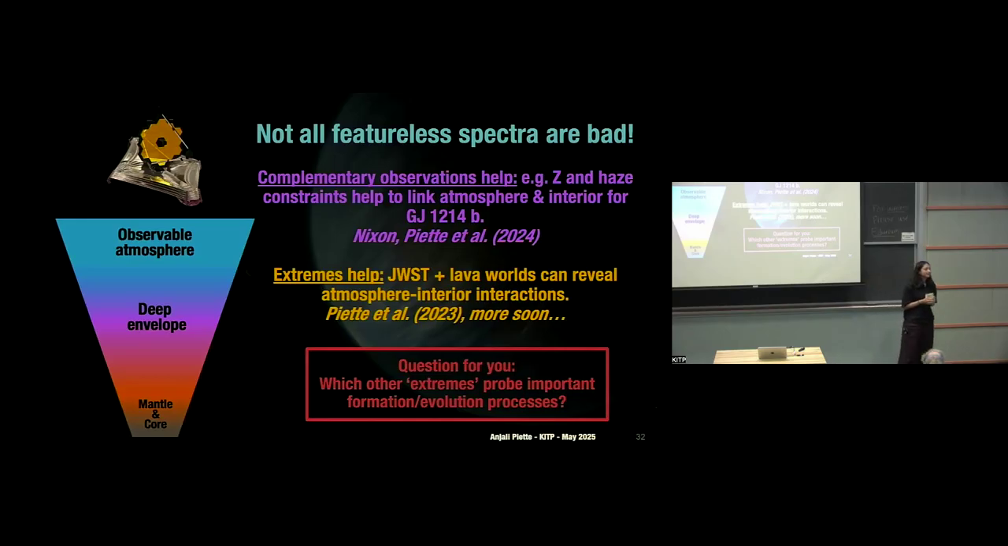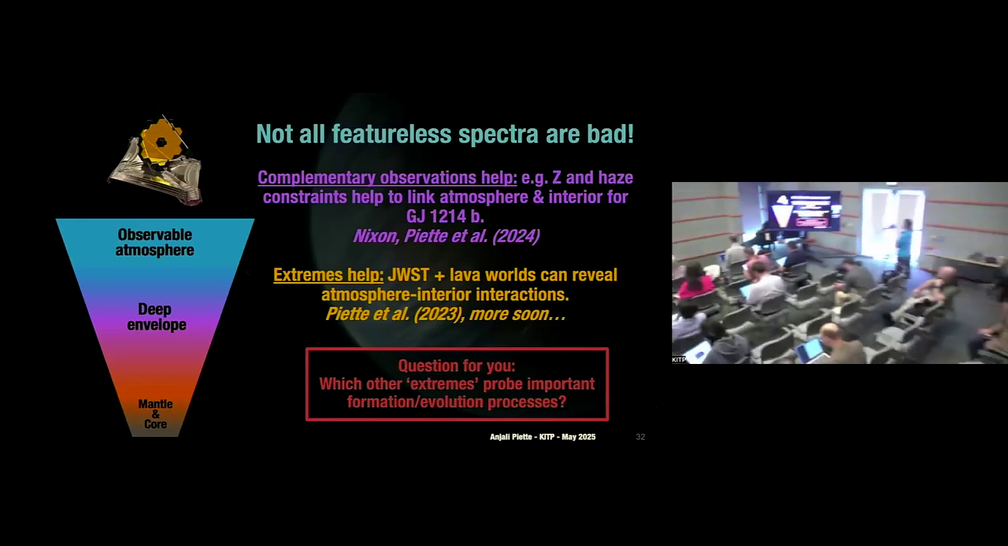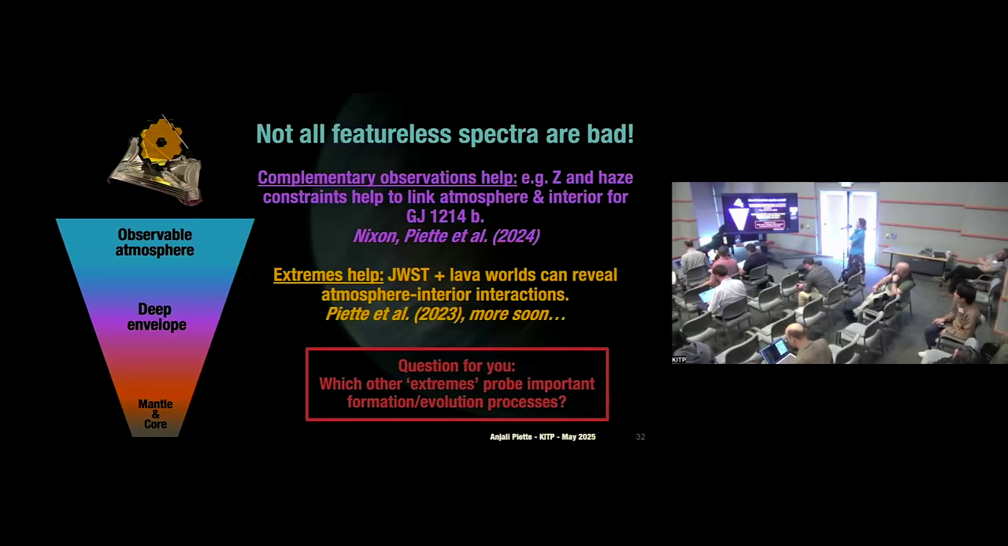I'd like to respond to your open question by proposing super puffs as a really fun extreme. They should have really large scale heights and low mean molecular weight atmospheres. And then I know Peter Gao showed at least one flat spectrum of one. What can you tell us about the super puff atmospheres and what they're made of?